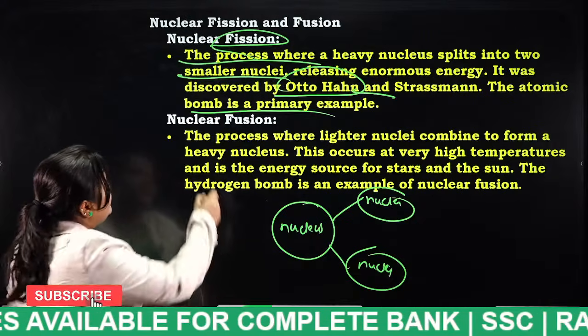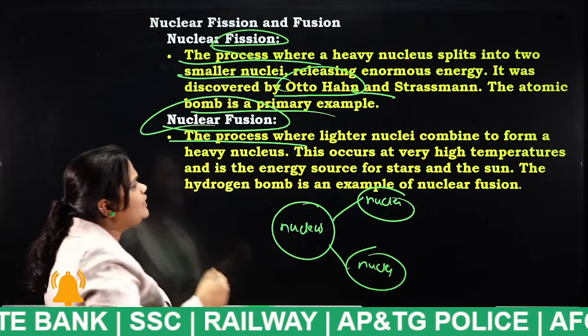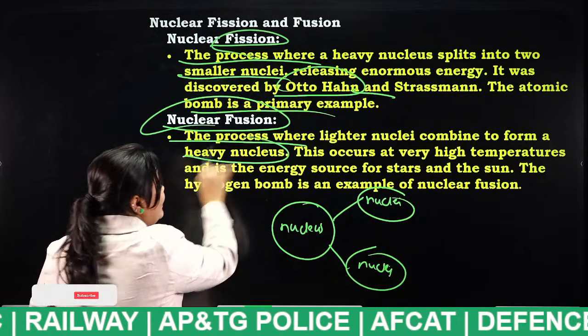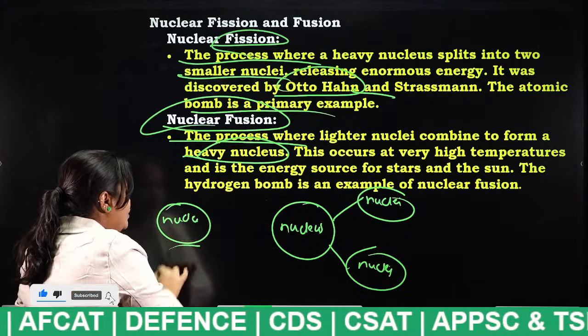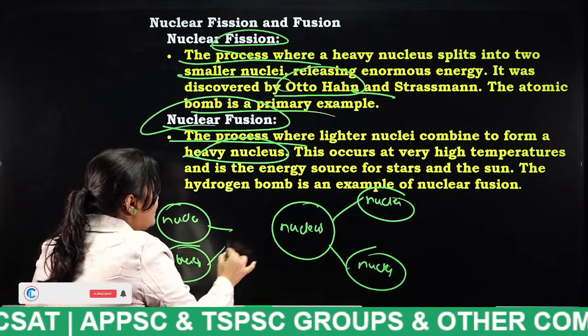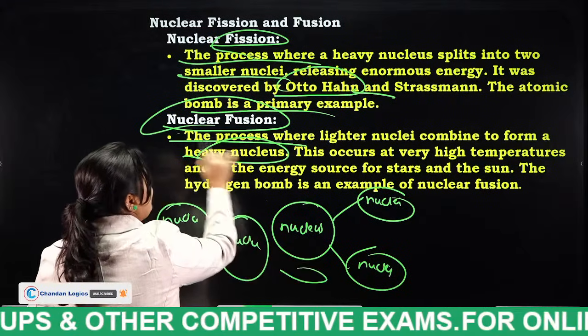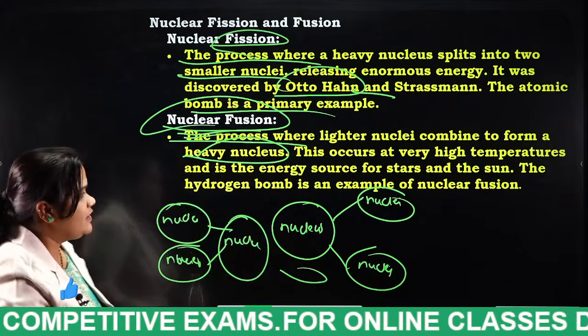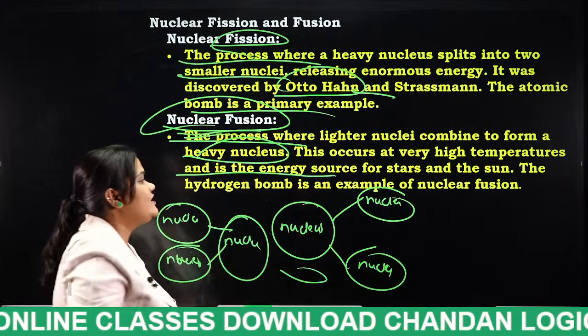Next, uranium-92, very good. Nuclear fusion is the process where lighter nuclei combine to form a heavy nucleus. So 2 nuclei, these are very light, and both combine to form a bigger nucleus. The reverse of fission is considered as what, students? Nuclear fusion. This occurs at very high temperature and is the energy source for stars and the sun.